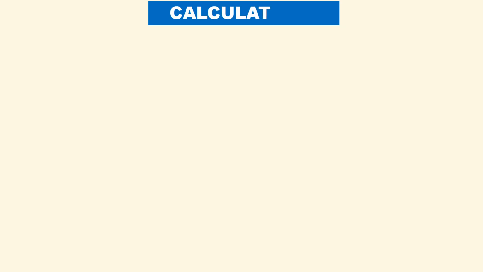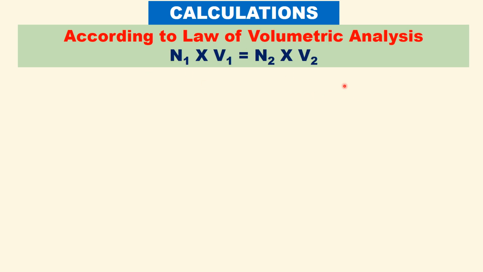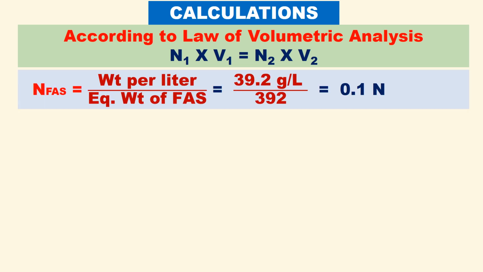Okay, now let us see the calculations. According to the law of volumetric analysis, N1 V1 equals N2 V2. It is given in the question that 39.2 gram of ferrous ammonium sulfate is dissolved in 1 liter. So let us use this formula. We have already studied it. Please write this formula: normality equals weight per liter divided by equivalent weight.